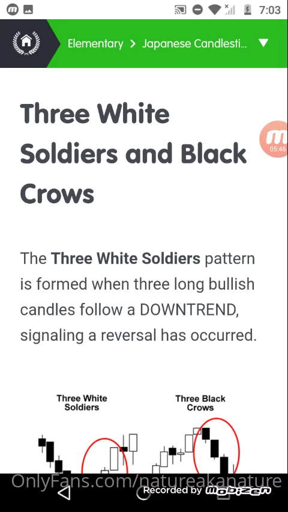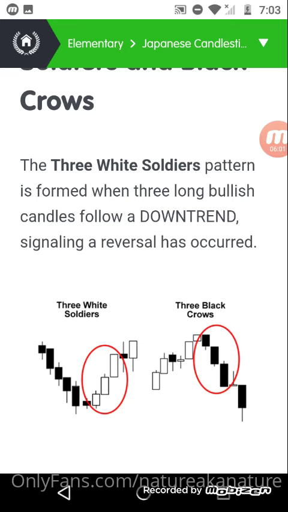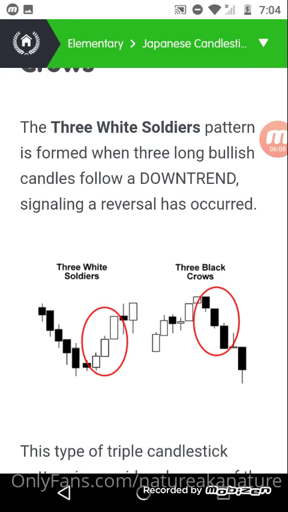So we have three white soldiers and three black crows. The three white soldiers pattern is formed when there are three long bullish candles following a downtrend, and it signals a reversal has occurred. So you're going to see the three white soldiers during a downtrend, and it's a clear signal that a reversal has occurred. When you see three bullish candlesticks on a downtrend form back to back, oh yeah, that's a reversal. That's a signal that a reversal is coming and has occurred.